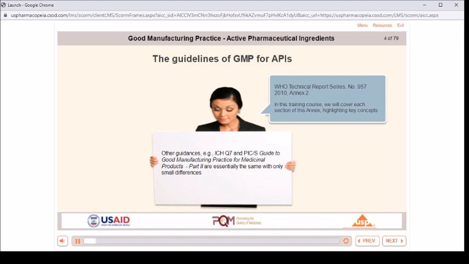The guidelines of GMP for APIs. WHO Technical Report Series number 957, 2010, Annex 2. In this training course, we will cover each section of this annex, highlighting key concepts. Other guidances, e.g. ICH Q7, and PIC/S Guide to Good Manufacturing Practice for Medicinal Products, Part 2, are essentially the same with only small differences.